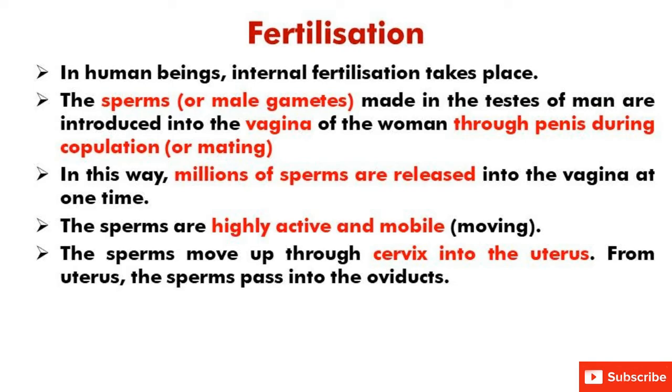The sperms, that is also called the male gametes, are made in the testes of man. Then they are introduced into the vagina in the female body through penis during copulation or mating.